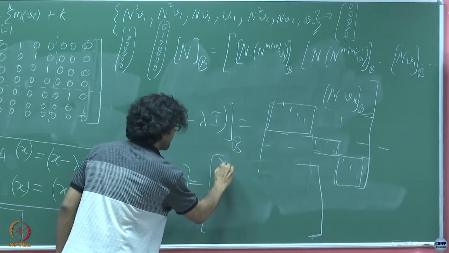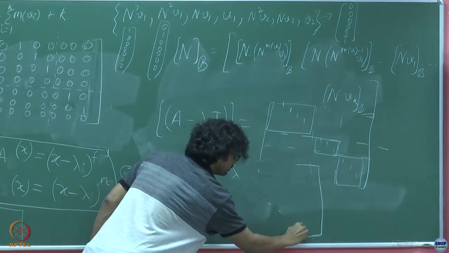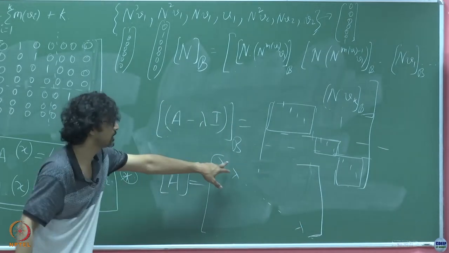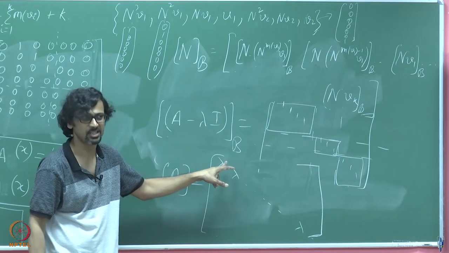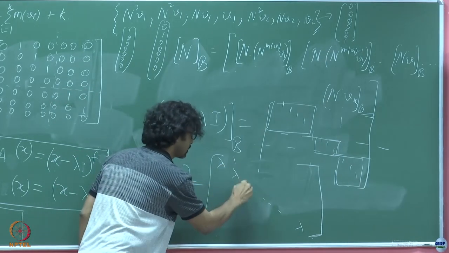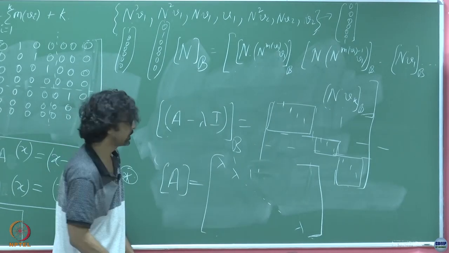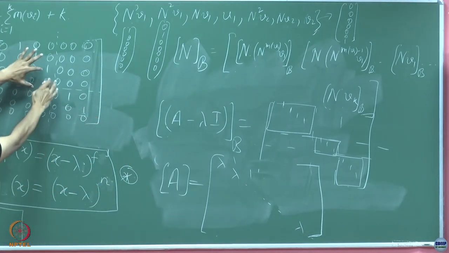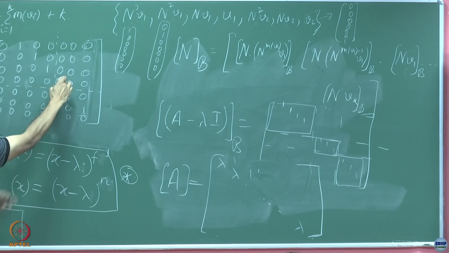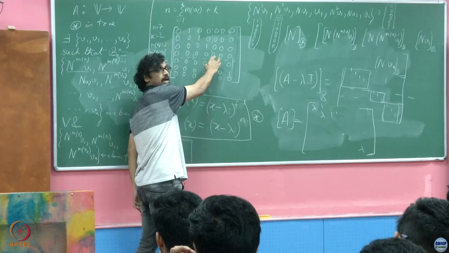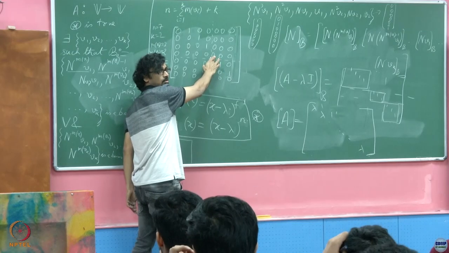What is that? Lambdas on the diagonals. And except for certain ones in super diagonals at some special locations, not at every super diagonal, by the way, necessarily. Because you see, the point at which it branches off from one block to another, there is a zero in the super diagonal.